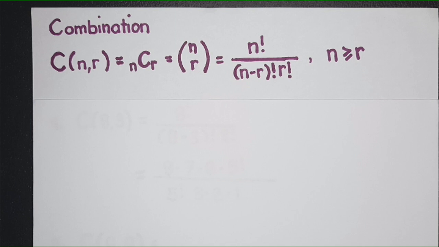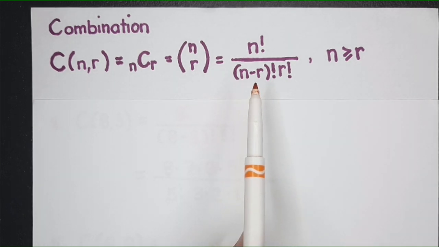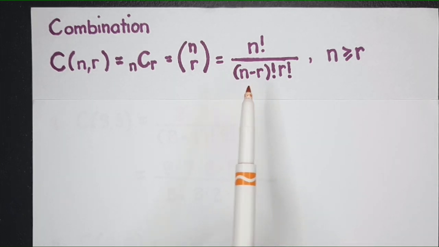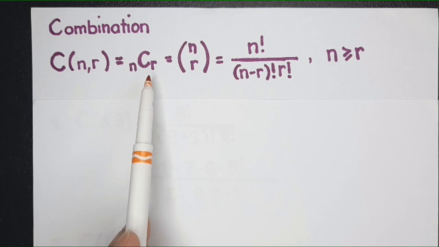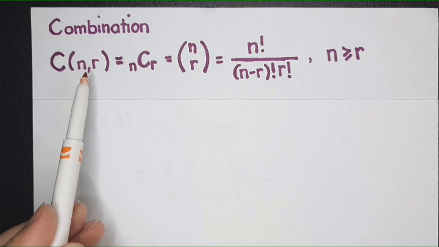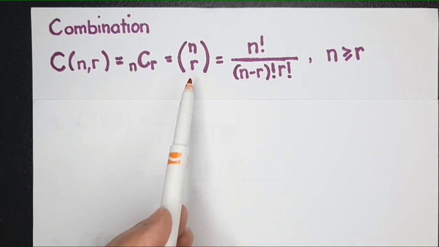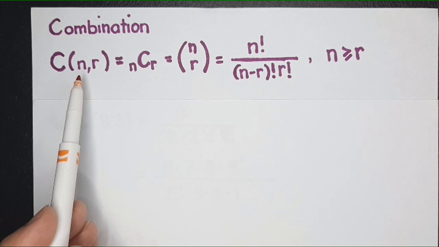Okay, before we start, I want you to recall the combination formula. So, eto yon, in terms of factorials. Tapos, itong mga to, iba't iba lang notation for combination. You can have CNR or NCR or like this. Pero ito ata ang ginagamit ninyo.